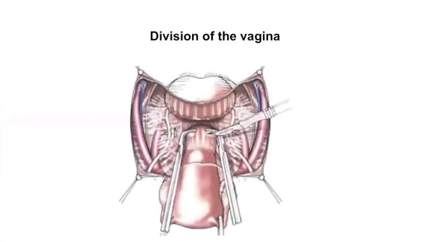The last step is then to clamp across the vagina 2 to 3 centimeters distal to the palpable limit of the anterior cervix, so that we are able to remove 2 to 3 centimeters of upper vagina and get a clear margin, a clear tumor-free margin. Once the vagina is clamped on both sides, it is then cut and the specimen is removed.